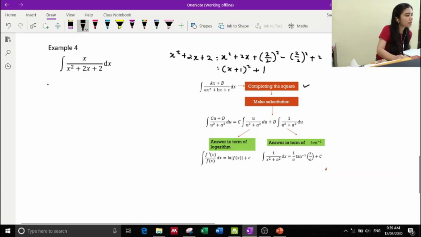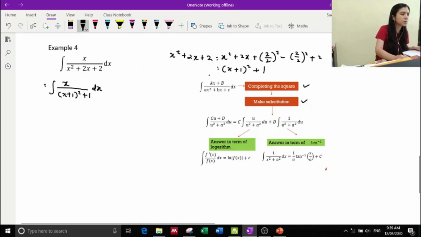Okay, so now let's just write the answer for the next slide. So we will have x over (x plus 1) squared plus 1. Now, after we have completed the first step, completing the square, we go for the substitution.